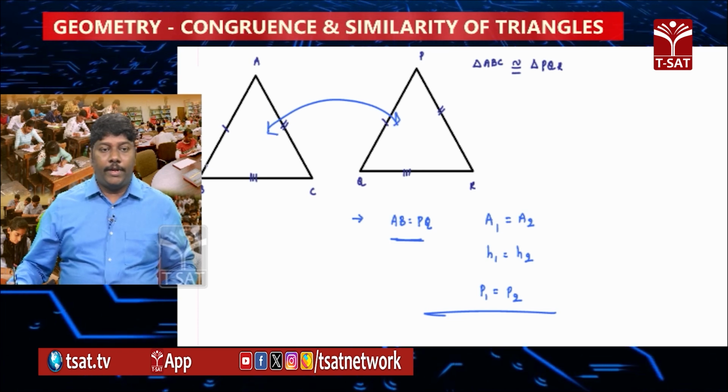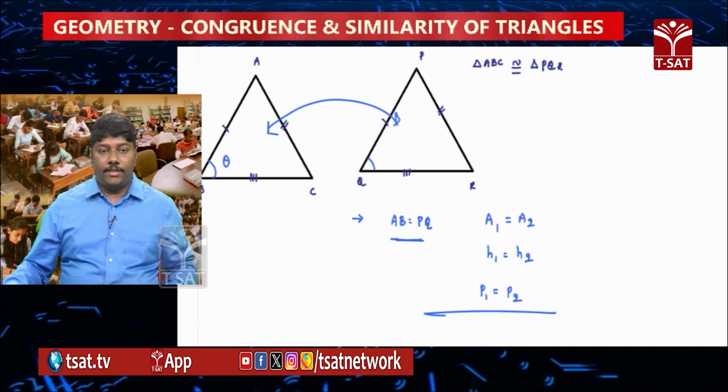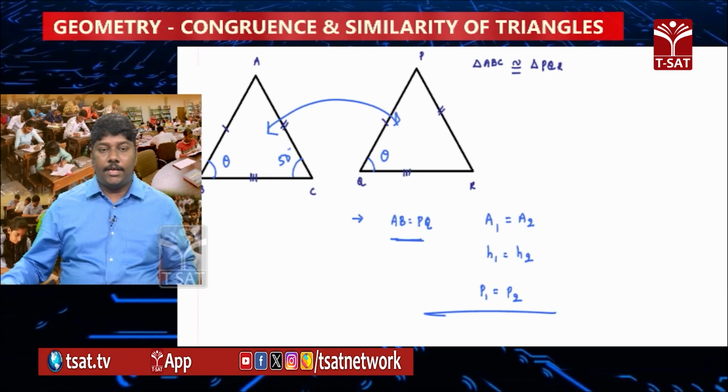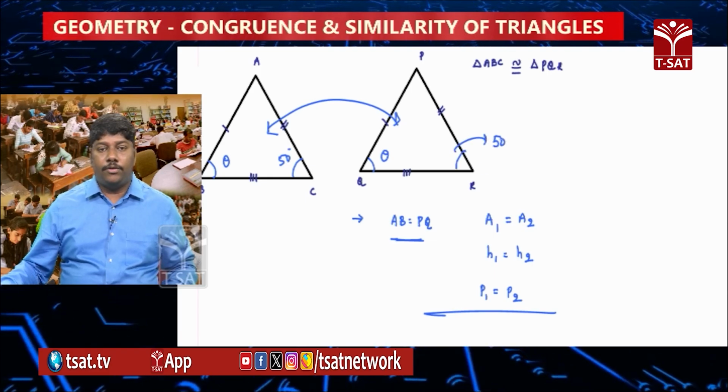Suppose you know congruency of triangles by using this angle theta. Then what about this angle? This angle will also be theta. Suppose if this angle C is 50 degrees, then I'll ask you what is angle R? Angle R will also be 50 degrees. How do I know that?